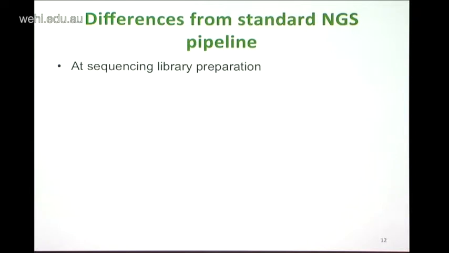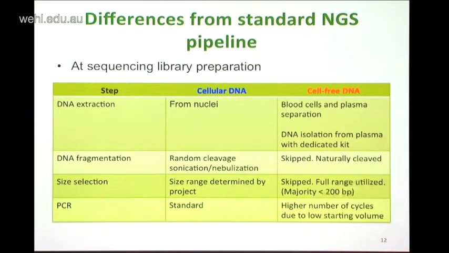Maybe a lot of you have actually got experience in a next-generation sequencing project that uses cellular or genomic DNA. The main stage at which the way you process cell-free DNA and cellular DNA differs is library preparation. So in the library prep, you have to first extract the DNA. In cellular DNA projects, you get this from the nucleus of white blood cells, for example. And it's a fairly standard procedure, and you get sort of intact DNA.